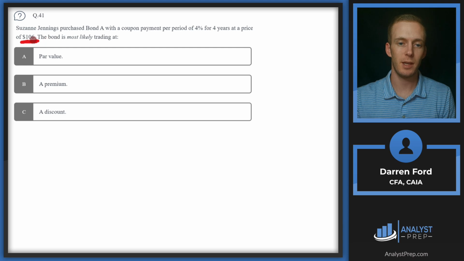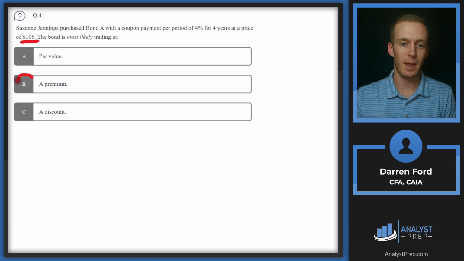Simply, if it's trading above par, it's going to be a premium. If it's trading below par, it's going to be a discount. And if it's trading at par, it's going to be par value. Par value is 100, as we can assume for bonds. It'll either be 100 or 1,000 based on what they give you as price in the question. So since this is trading above the par value, it's going to be trading at a premium.